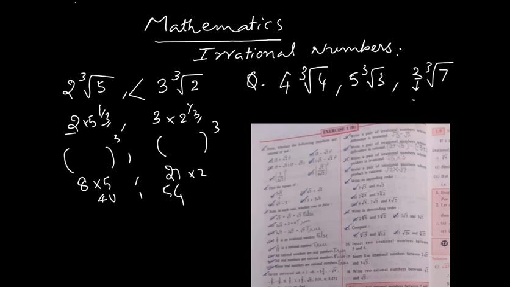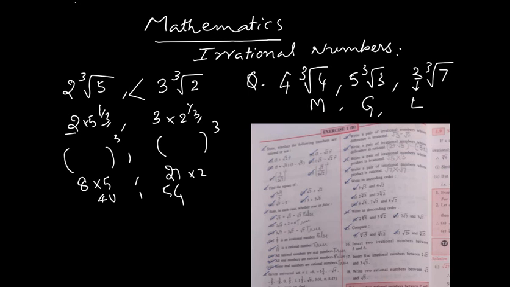So this is the least one, and this is the greatest one. Okay. So this is the greatest, and this is the least one. This is a middle. Okay. Fine. Now coming back to insert two irrational numbers between 5 and 6. So write in descending order.